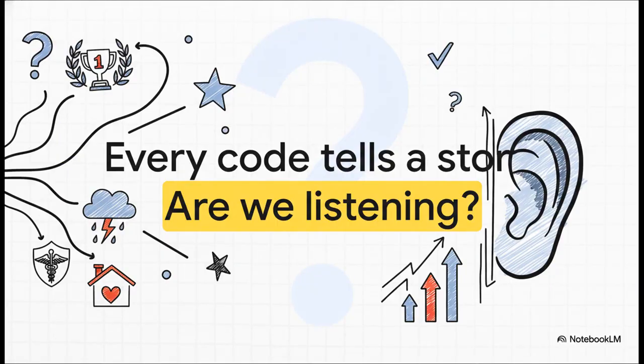Which leaves us with one last thought. We've seen that every single one of these 29 codes tells a part of a student's story. It documents their good days, their struggles, their family life, their health. The story is right there in the data. The only question left is, are we listening?